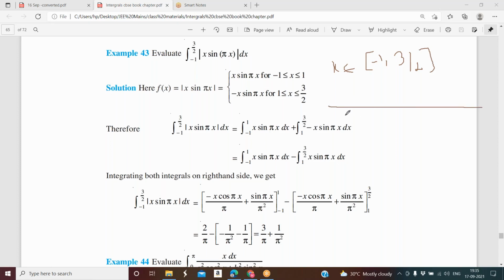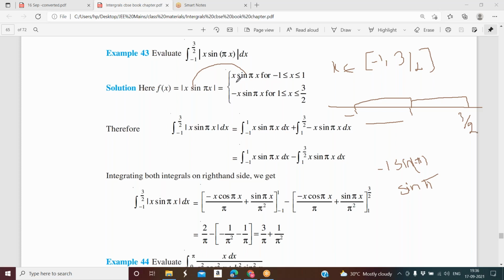Here the interval -1 comma 3/2 is divided into two subintervals, namely -1 comma 1 and 1 comma 3/2. In -1 comma 1, the function takes positive values. That you can check by giving values for x. Now substitute x equal to -1. What do you get? -1 sine pi x, so sine minus pi. Sine of minus theta is minus sine theta, so it becomes plus sine pi. Sine pi value is 0. So you have to check the next value.